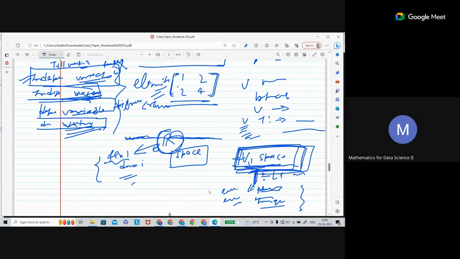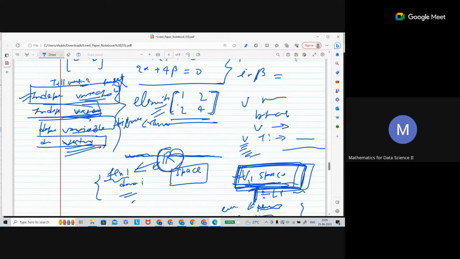This is the platform where you will play. Clear? What is vector space? That's why I am saying, once you know the vector space, everything will be easy. Is it clear?